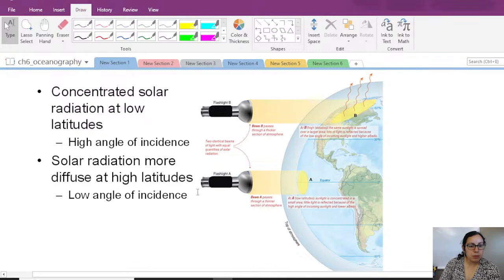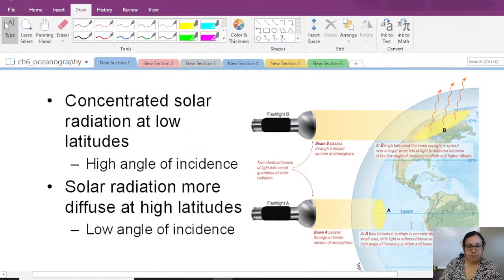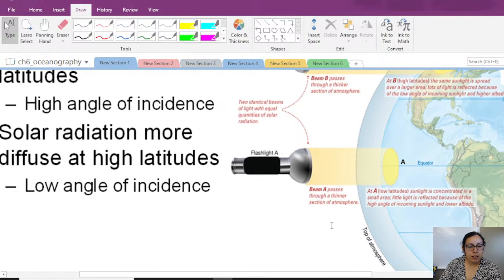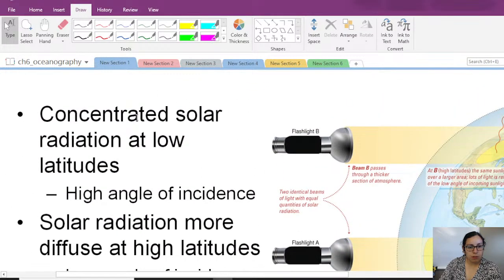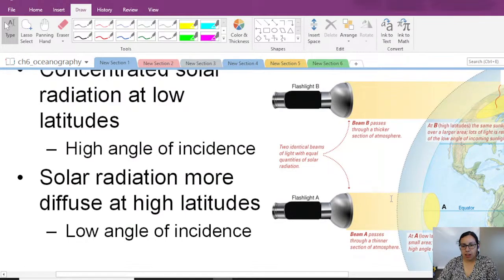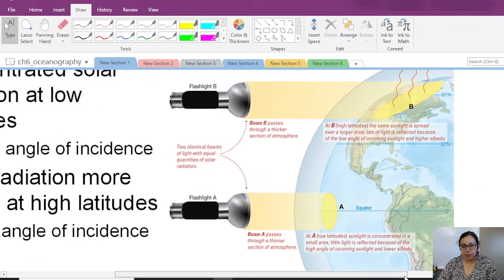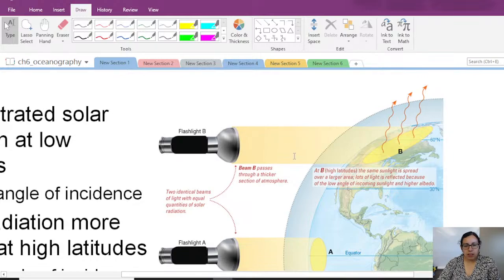And then, of course, it also depends on your latitude, and we're kind of seeing that with the globe. If we are looking at our lower latitudes, we're going to have concentrated solar radiation. Just imagine if we took a flashlight to our globe, pointing at the equator. There's also a thinner section of atmosphere that it's going through. So again, our equators are hot.